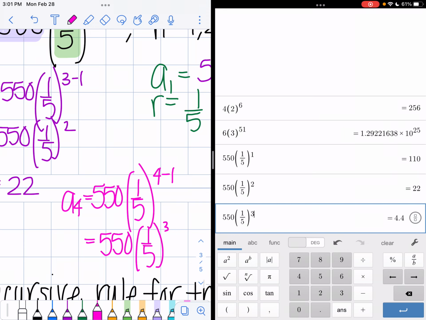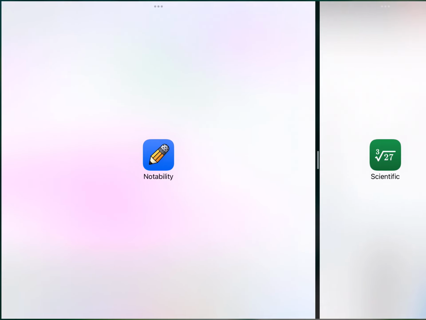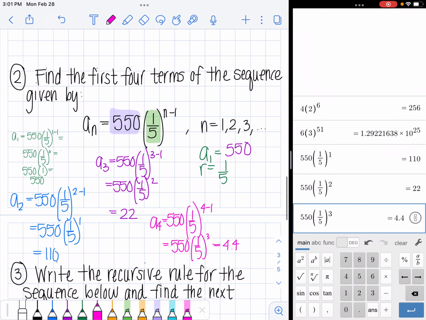Is 4.4. Okay. So if we zoom all this out, we'll write all our terms so we can get an idea of where we are. Our first term was 550. Our second term is this blue guy, 110. Our third term jumps down to 22, and our fourth term is 4.4.